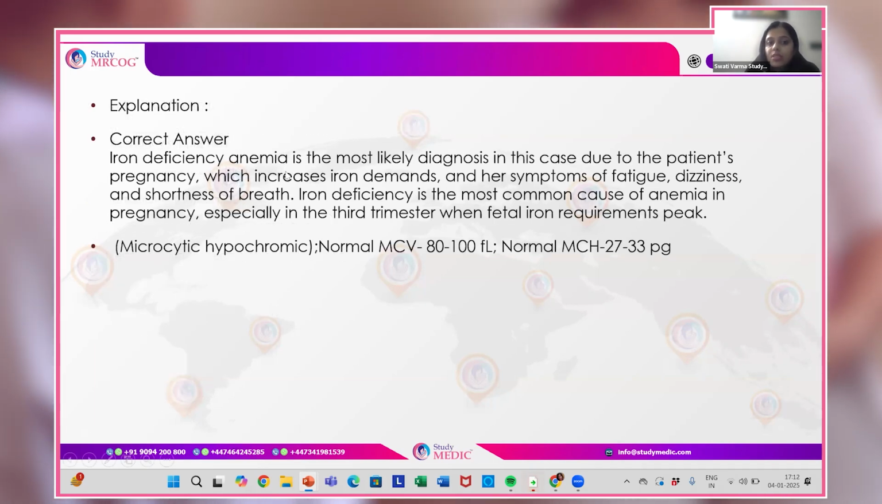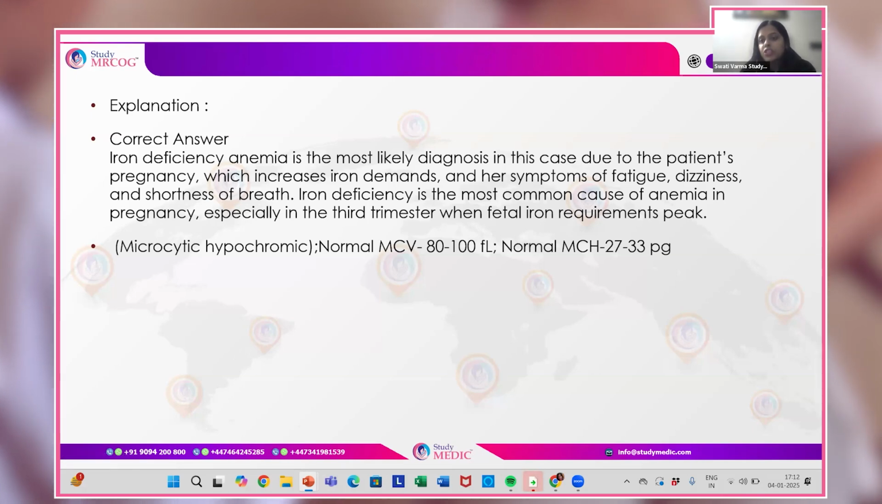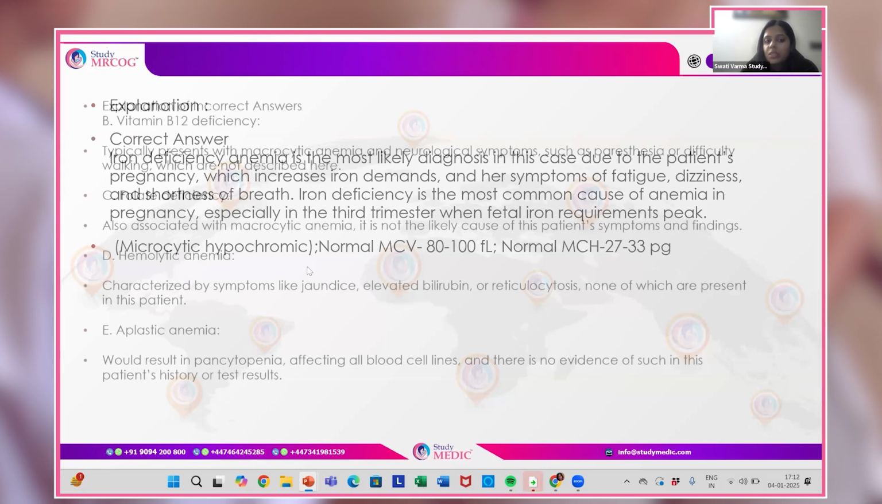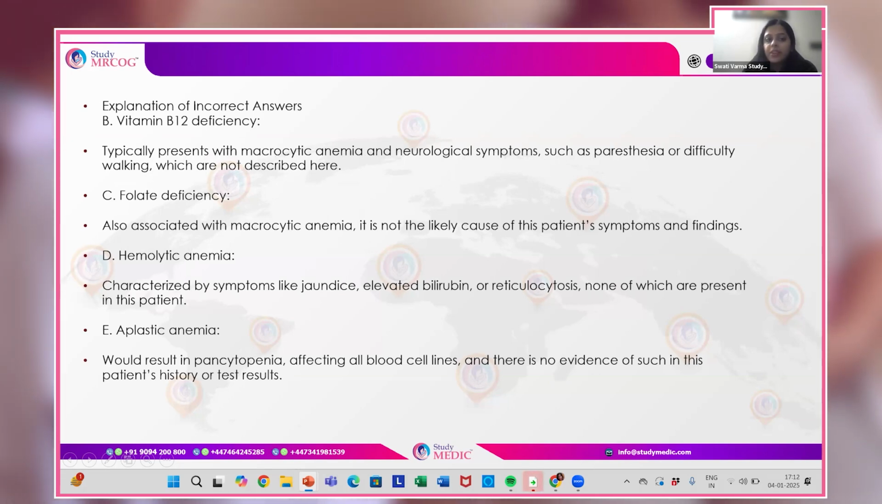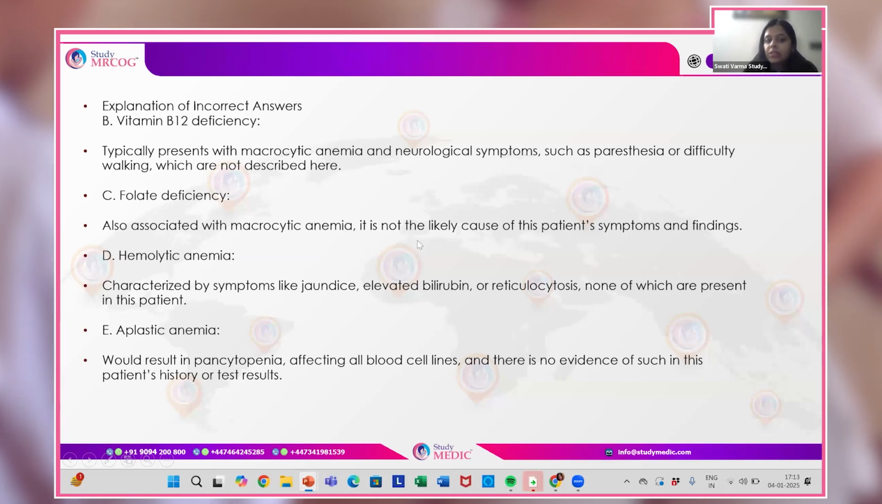It's the most likely diagnosis due to the patient's pregnancy, which increases iron demands, and her symptoms are also suggestive of the same. Also, iron deficiency is the most common cause of anemia in pregnancy, especially as she is presenting in the third trimester when fetal iron requirements are at their peak. Okay. So like this, one by one, we can exclude. Vitamin B12 deficiency, why is it unlikely? Because usually it presents with macrocytic anemia and here it is not. Also, neurological symptoms, paresthesia, all these things are not given. Folate deficiency again presents with macrocytic anemia, unlikely here.